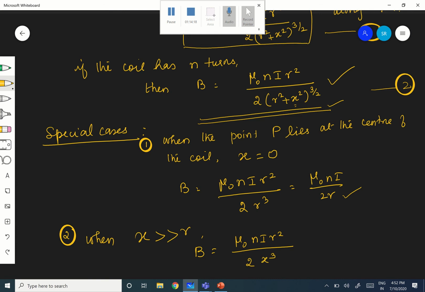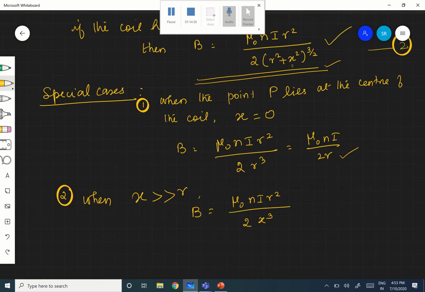Okay, therefore this is a very important relation. Therefore, this is about B, that is equal to this only when the point P lies at a very large distance. Only then can you neglect R, that is, the radius can be neglected with respect to the distance. Is it clear? So this is the next one.